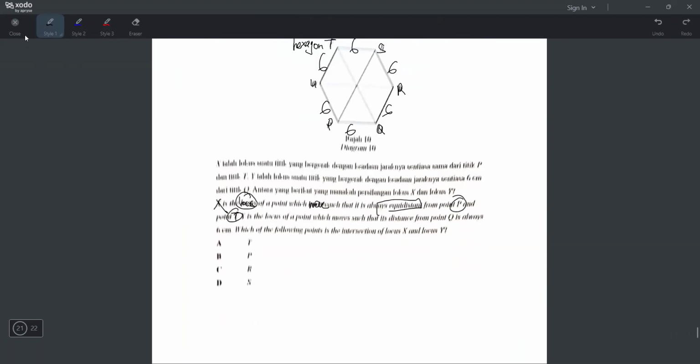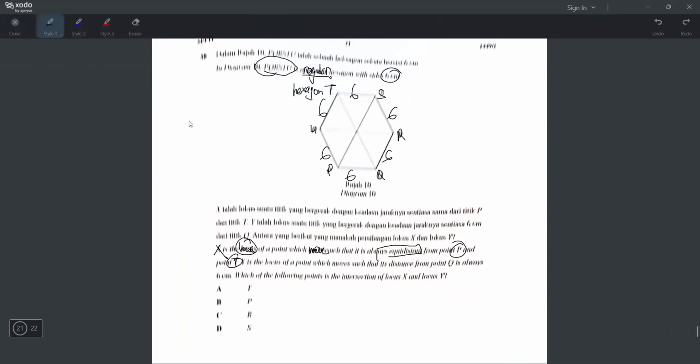Okay. If you want to draw locus that is equidistant from 2 points, it's very easy. You just go to the 2 points and then cut it in middle. If the 2 points are like this, then you cut middle like this lah. But of course, if it's slanted, then you cut slanted also, right? So that's how you draw the locus.